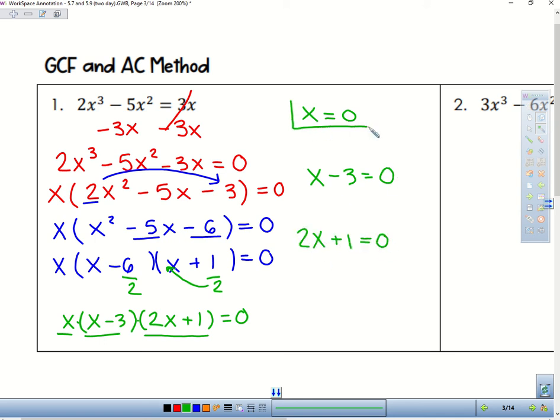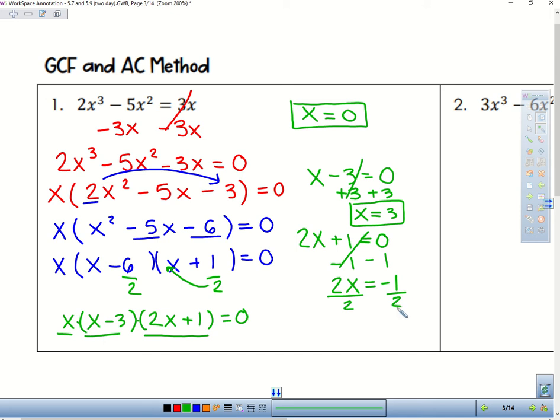Now the good news about the first one is there's no additional solving required. One of those is just 0. This one here does require some solving. To get x by itself, we're going to have to add 3 to both sides, which then gives me x equals 3. Now for the next one, to get x by itself, we're going to subtract 1 on both sides. That's going to give me 2x is equal to -1. And then we divide both sides by 2, which gives me x equals -1/2.